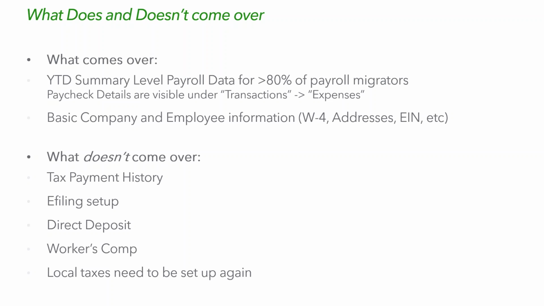All of the base company information, employee information, the federal EIN, etc., all that comes over just fine. So you saw that coming on over. As long as the data is valid, it'll come on over.